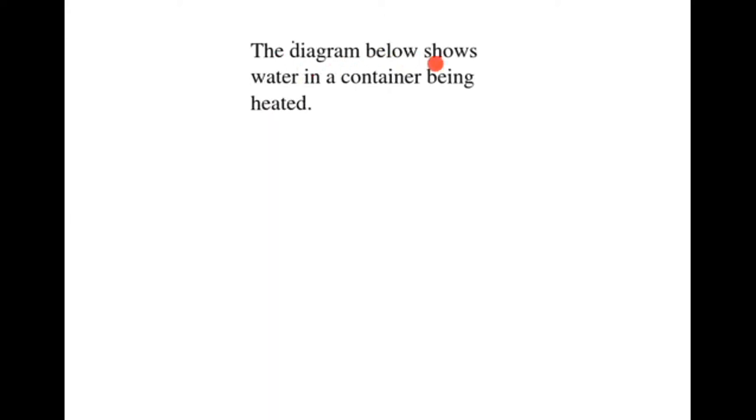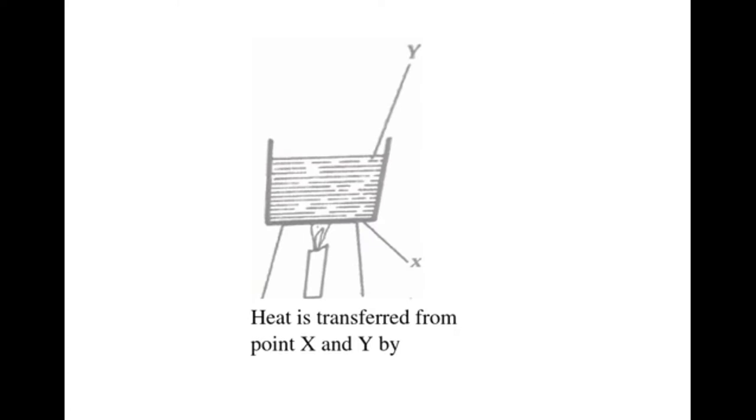The diagram below shows water in a container being heated. So we have the diagram there, we have Y, and then we have X. Then we have the source of heat, then we have the sufuria with water, and then a stand. Heat is transferred from point X to Y by. So when we look at the methods of heat transfer, we have three methods in which heat can be transferred.